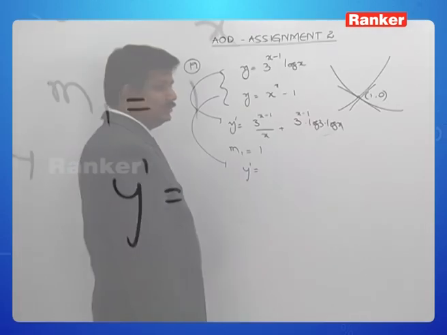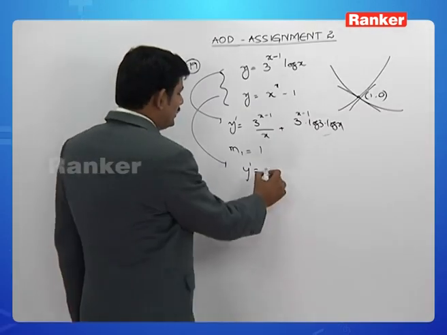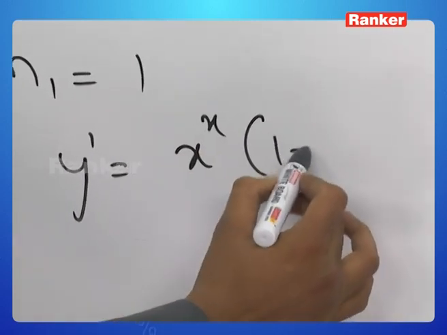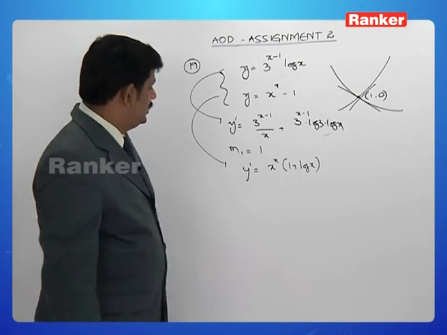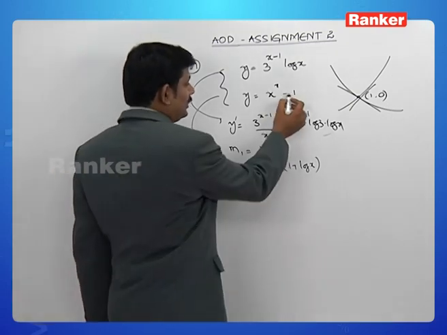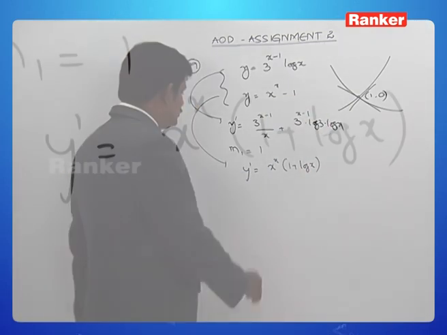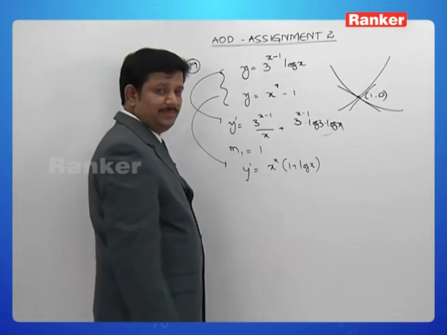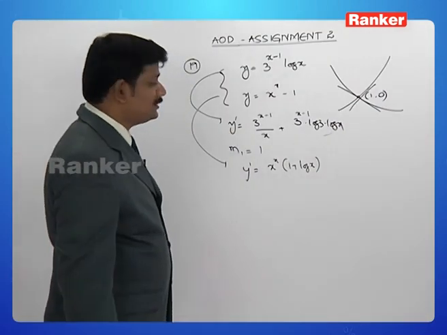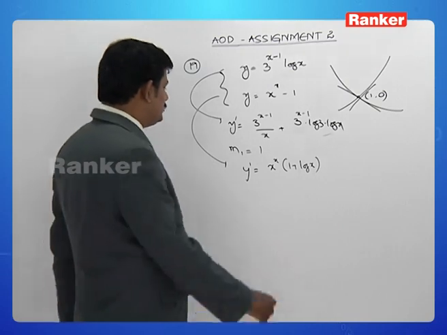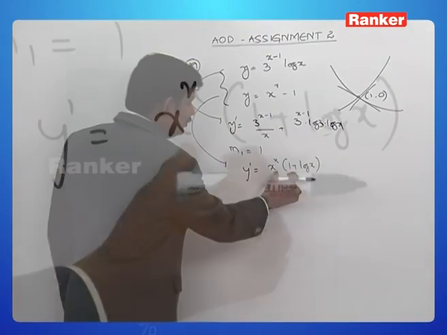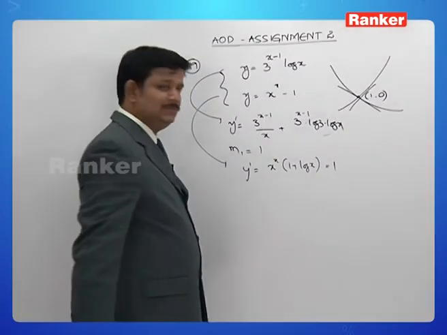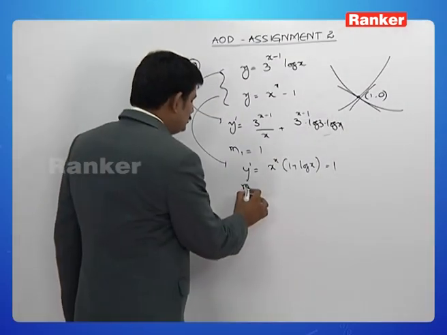For the second curve, y dash is equal to the derivative of x power x, which by logarithmic differentiation is x power x into 1 plus log x, minus 1 whose derivative is 0. So y dash is x power x into 1 plus log x, and we want y dash at the point 1 comma 0, that is when x is equal to 1. So 1 power 1 is 1, log x is 0, so this becomes again 1. So m2 is also 1.